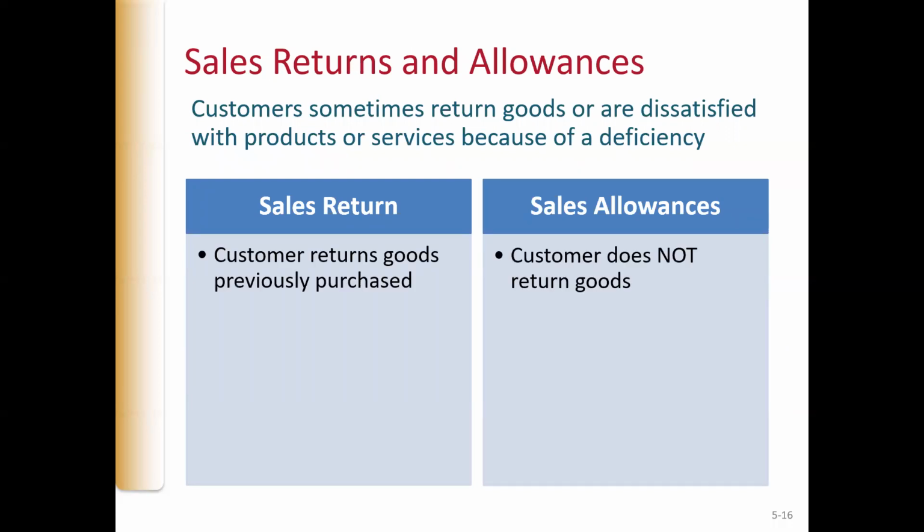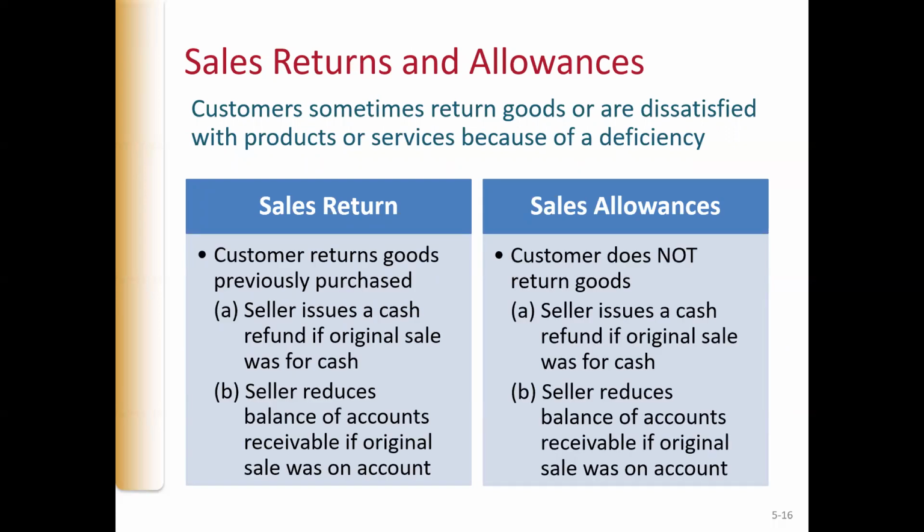So with this, sometimes someone has purchased a product and they're not happy with it. They can return it. This is when customers return goods that they previously purchased. In that case, we'll back out the revenue and we'll back out the accounts receivable. But sales allowances can be when someone doesn't return goods, but they issue them some type of allowance because they're not happy with it.